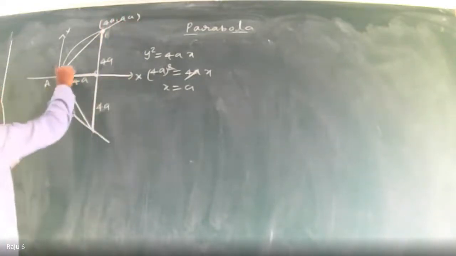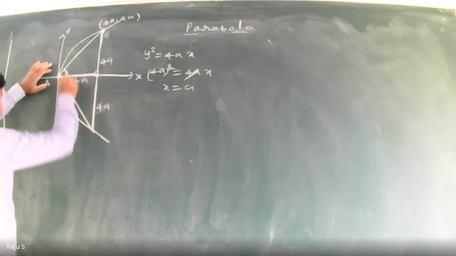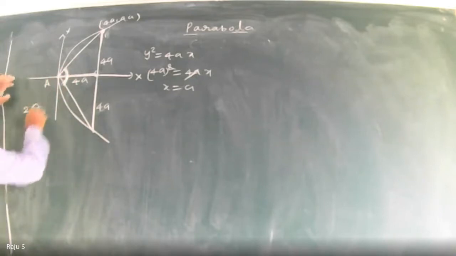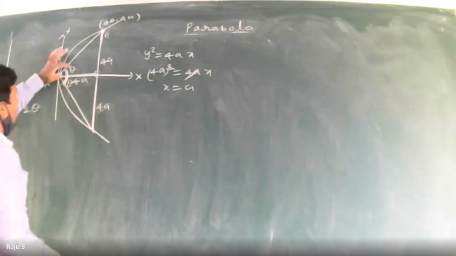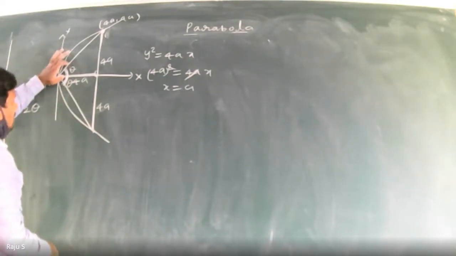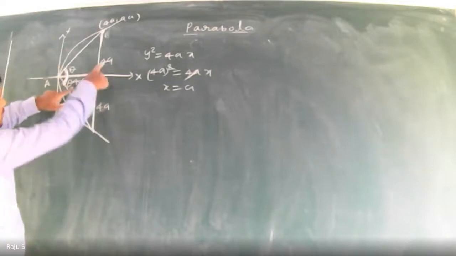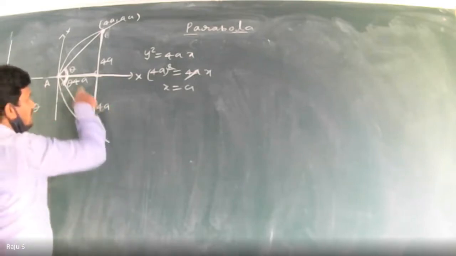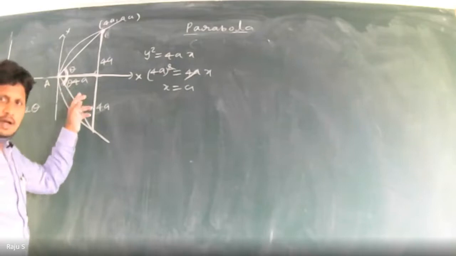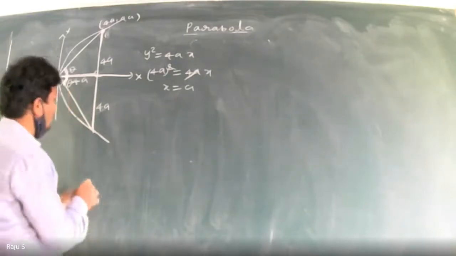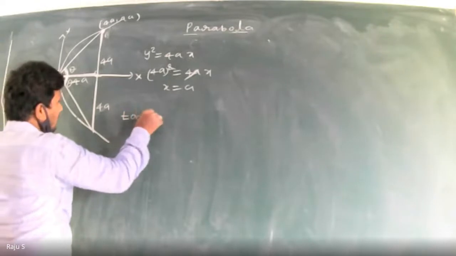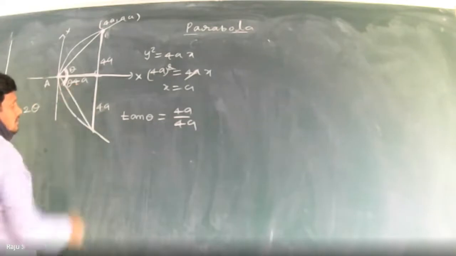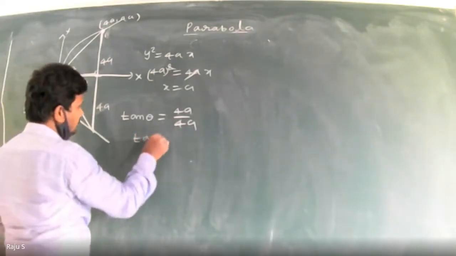Okay, we need the angle. So this total angle is 2 theta. I am taking total angle as 2 theta. Then what is each angle? Theta. So how can you find the theta value here? We know the opposite side value, we know the adjacent side. What is the formula related to the opposite and adjacent to the angle? Shall I take tan theta, 4a by 4a, opposite by adjacent. So tan theta is equal to 1.